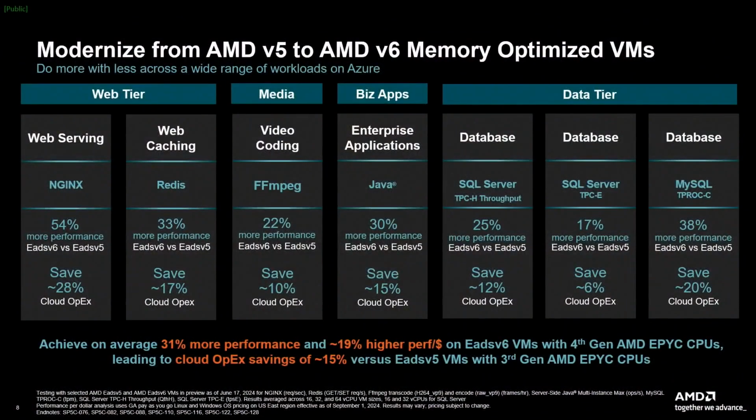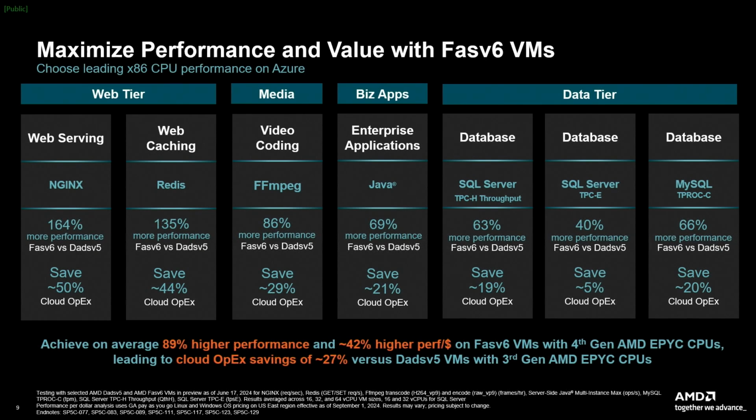And then similarly on the memory optimized VMs, you'll see also really good performance uplift from our V5s today. So really glad to see this and excited to bring this to customers. And then on the FAV6, this is where you're going to see substantial improvement with the single-threaded capabilities. So you'll see substantial improvement, especially on the web serving. Web caching sees a lot of performance gain as well as cost savings.